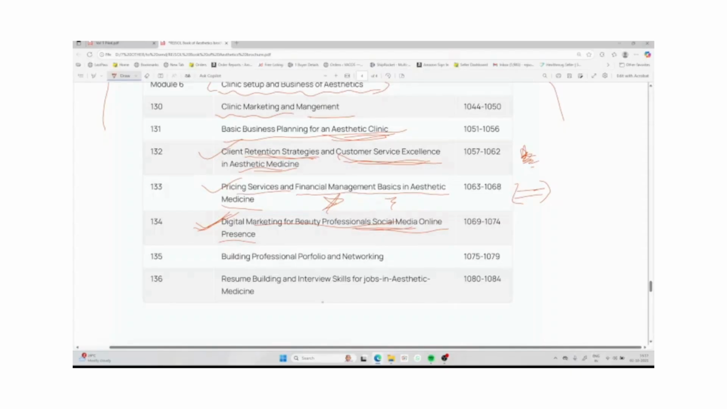So that is discussed in chapter number 134 of this book, page number 1069 to 1074. And now, building a professional portfolio. This is like brand building. You as a doctor should become famous, so that wherever you start working, even if you are going to a new place, if you have a good profile, this can be achieved.